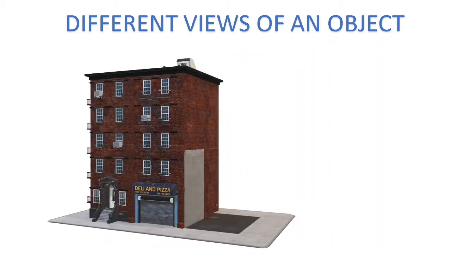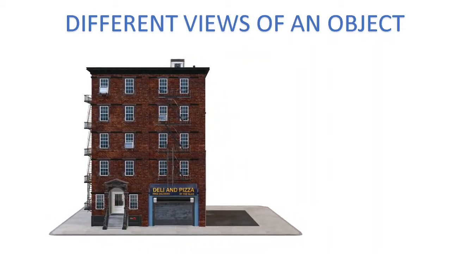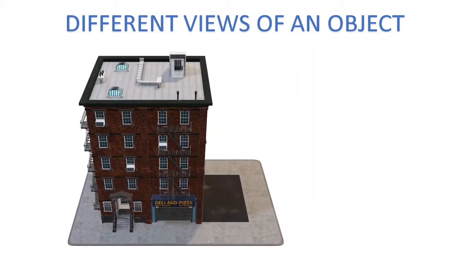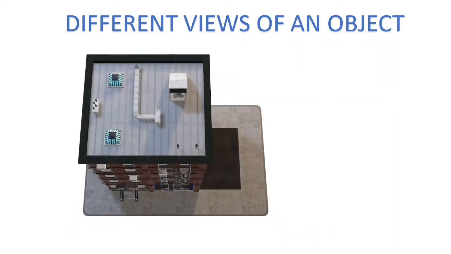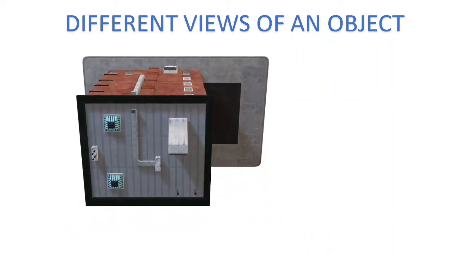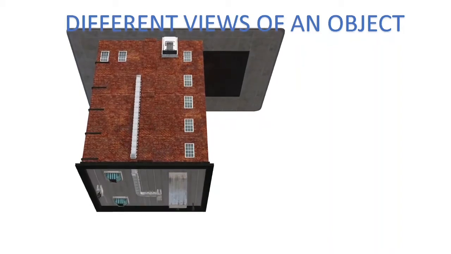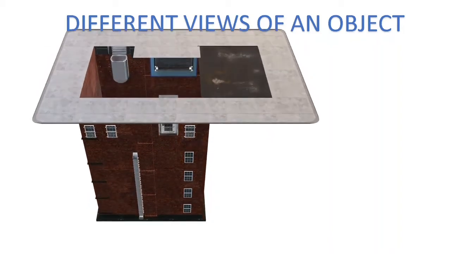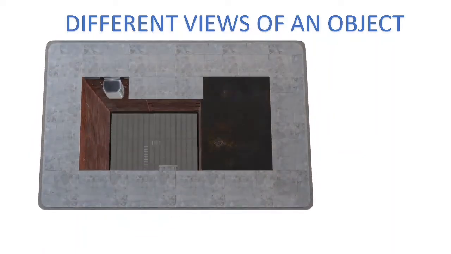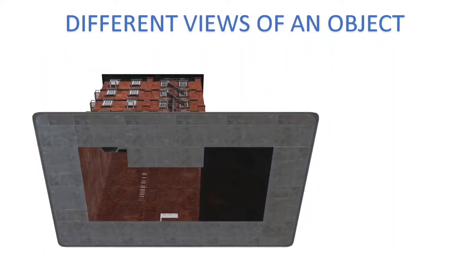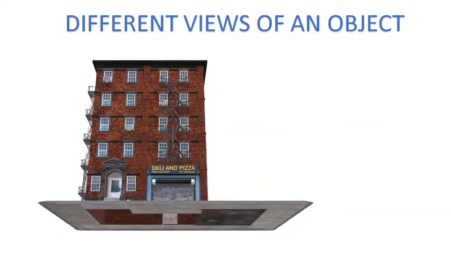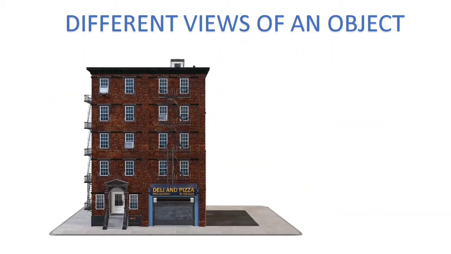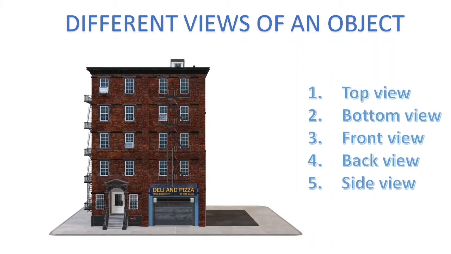Now let's rotate it upside down. Okay, and again it's the front view. Yes, see, it's now the top view of the building. And slowly it is coming towards what? The bottom of the building. Here it comes, it's the bottom view of the building. Now how many views have we seen here? The top view, the bottom view, front view, back view, side view.